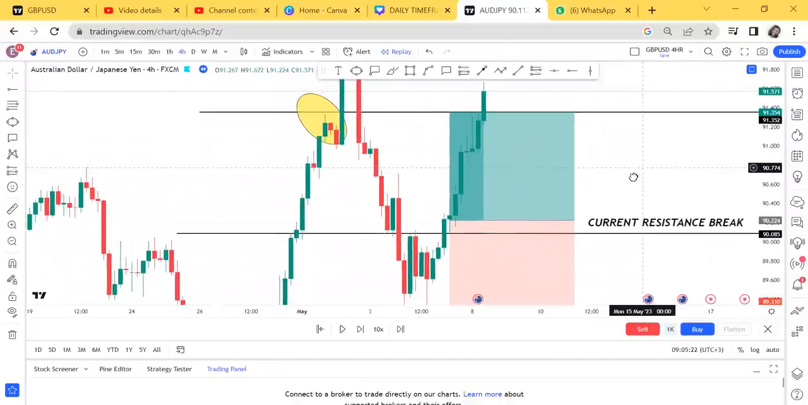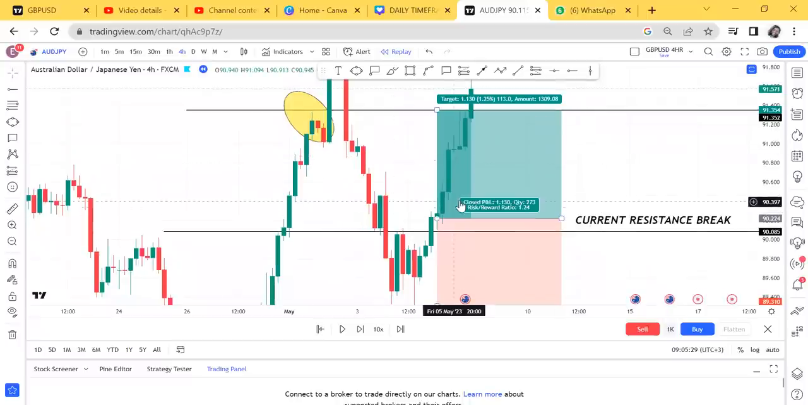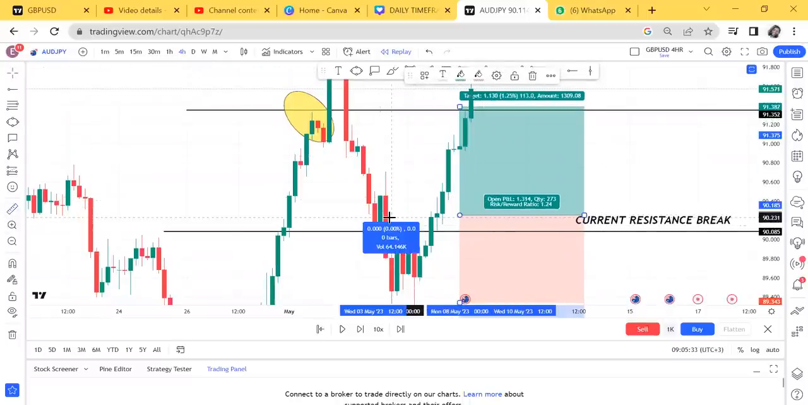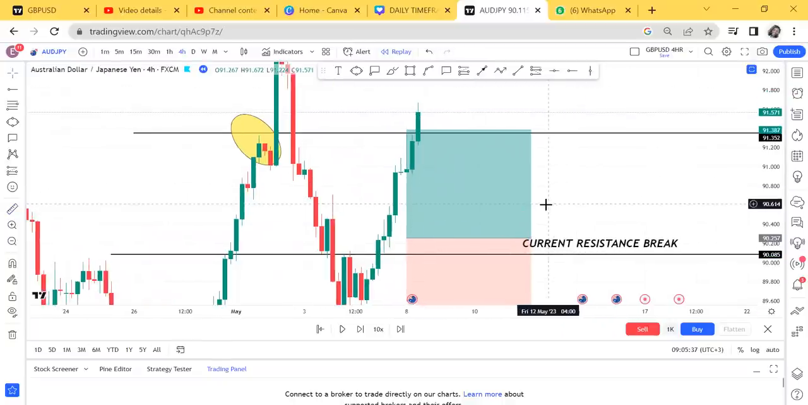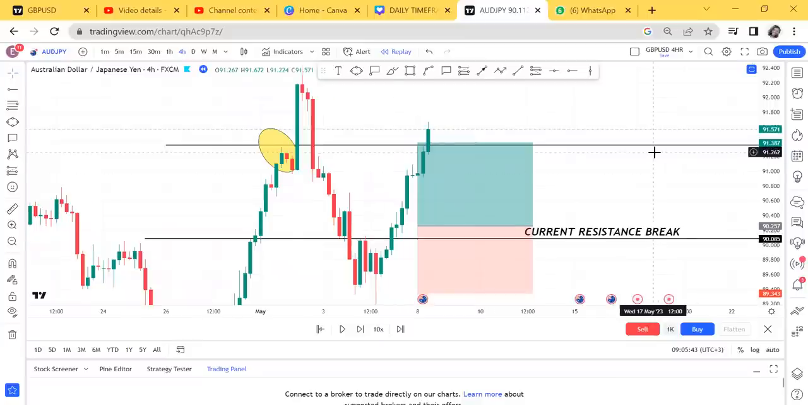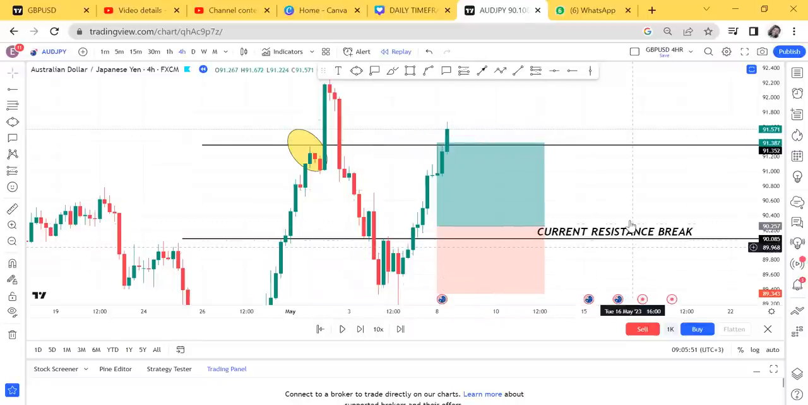And you can see that was an easy trade. There was no interference, and not much retracement. Actually, the retracement was very few pips, 12 pips, and the market moved up 118 pips. Guys, what else do you want to see? This is an updated CRB strategy. How do you know that the market will go up? Just monitor that resistance break.